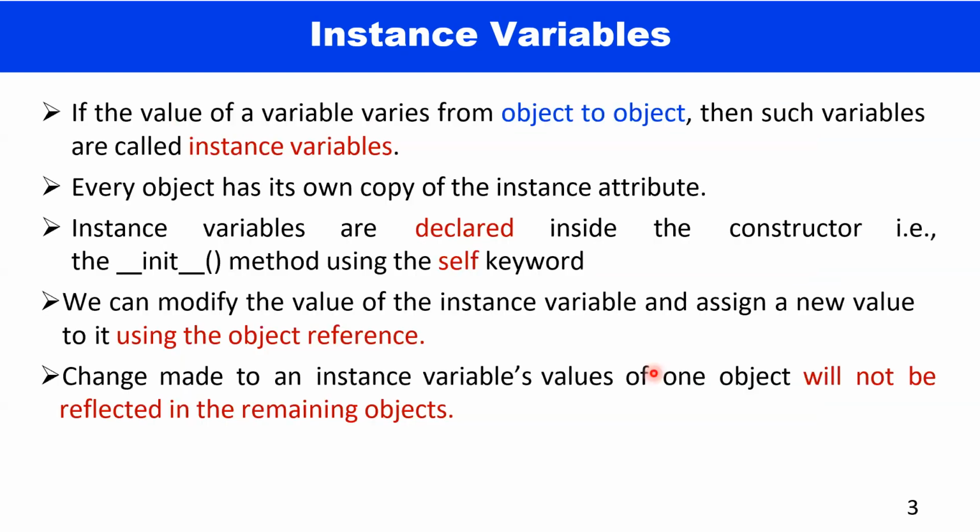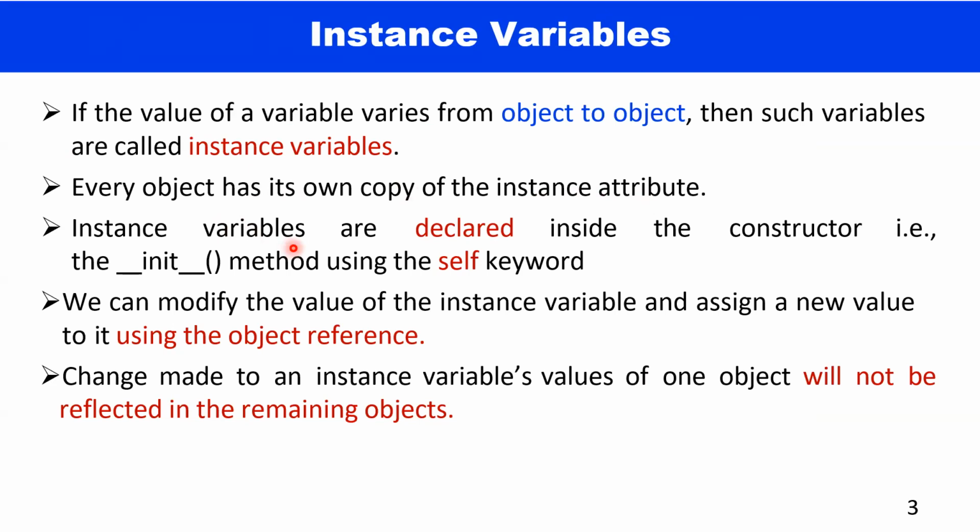Now let us look at the characteristics of instance variables. If the value of the variable varies from object to object, then such variables are called instance variables. Every object has its own copy of the instance attribute, as we have seen in the previous example. T1 has the instance attribute value 10, and similarly T2 and T3 have the instance attribute values 20 and 30.